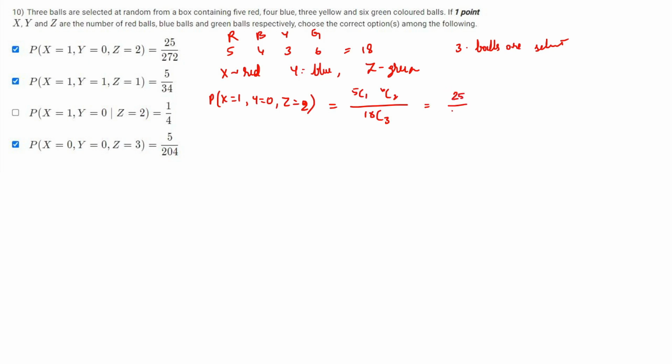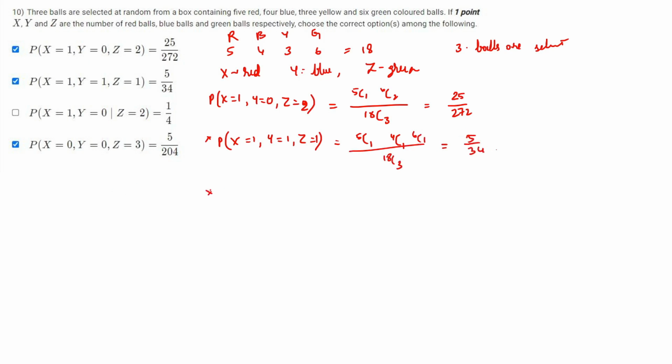25 by 272. Okay, our second option, probability of x equal to 1, y equal to 1 and z equal to 1. We are selecting 1 from the red balls, 1 from the blue balls, and 1 green ball, so 5C1 times 5C1 times 6C1 divided by 18C3, and this is nothing but 5 by 34.